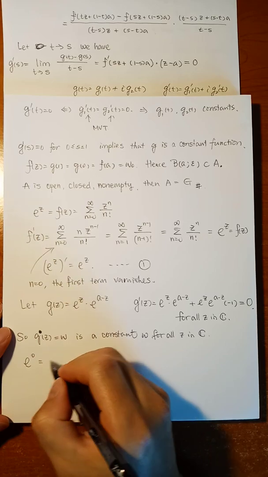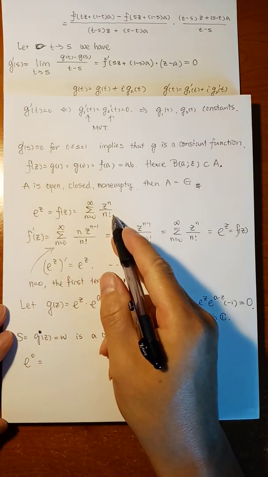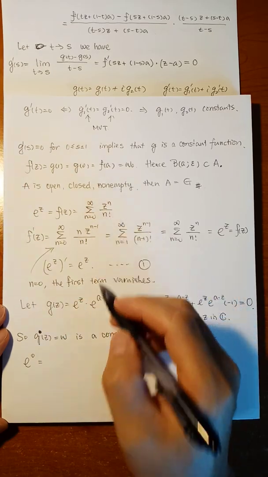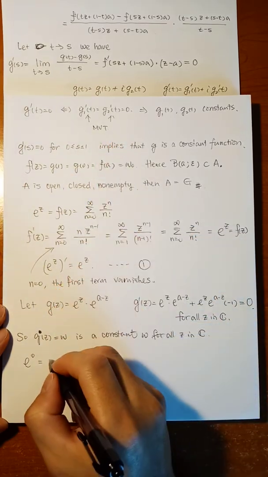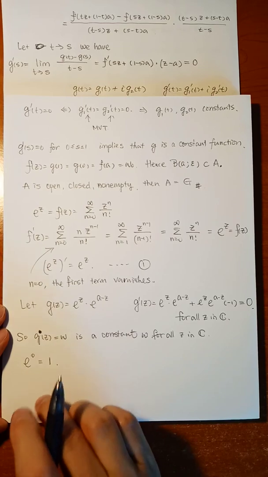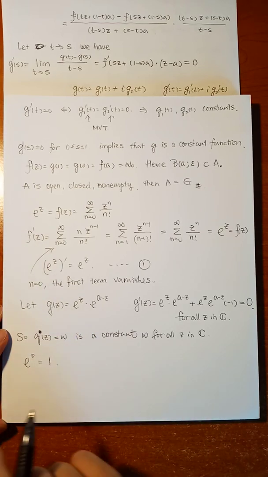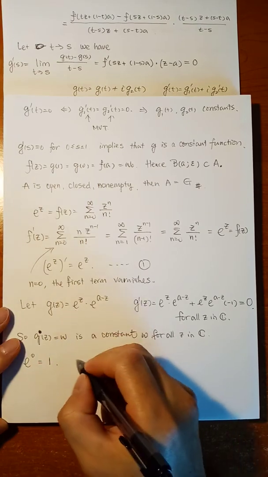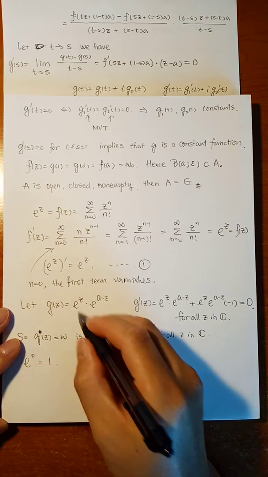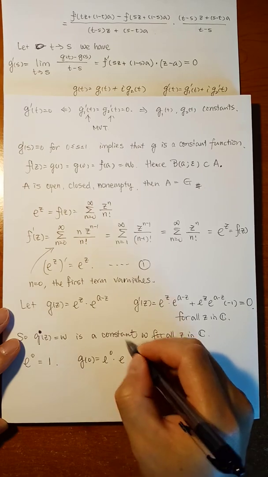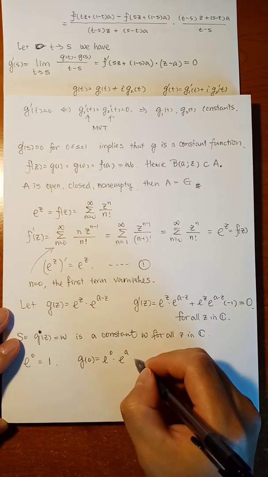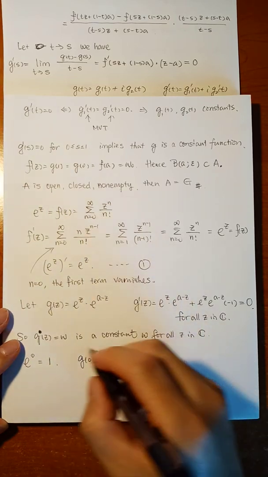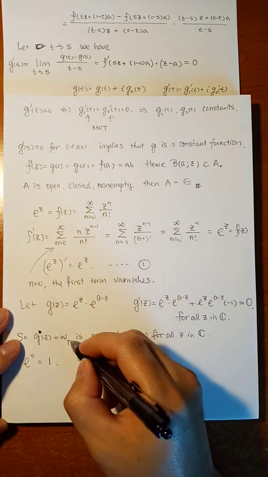E to 0, we're back to the initial power series. When z is equal to 0, only the first term survives. E to 0 is 1. So far, this is the first evaluation of a power series we have. So g of 0 is equal to e to 0 times e to a minus 0, which is e to a. E to 0 is 1, so it's e to a. So this constant number is e to a.